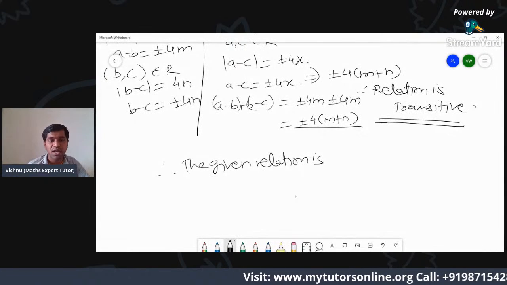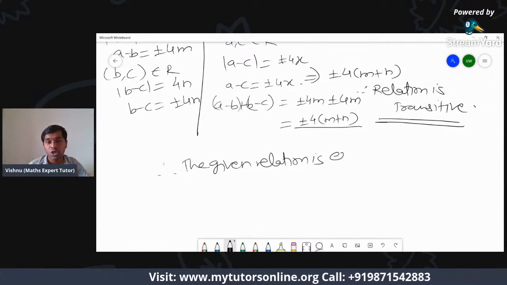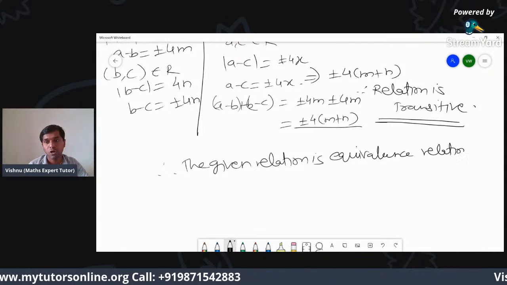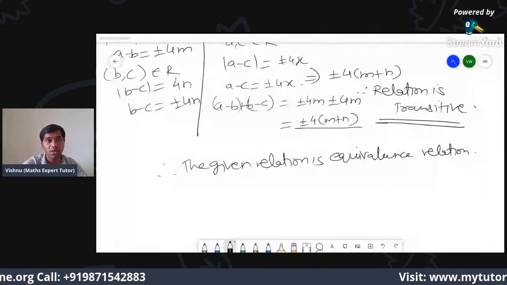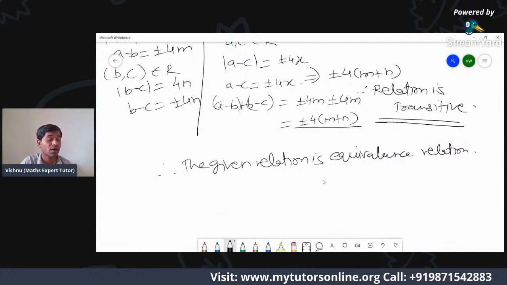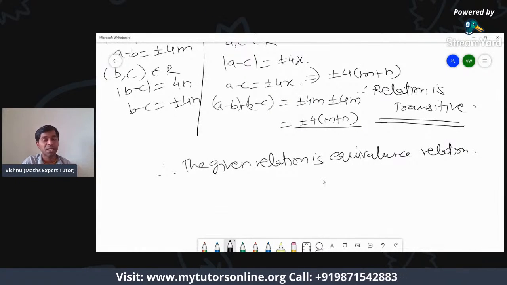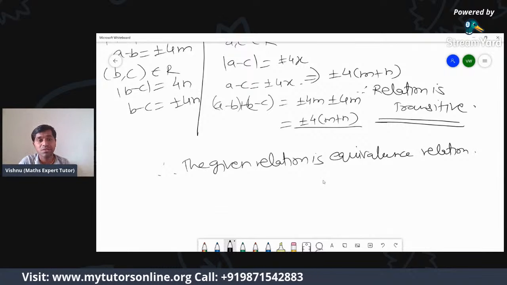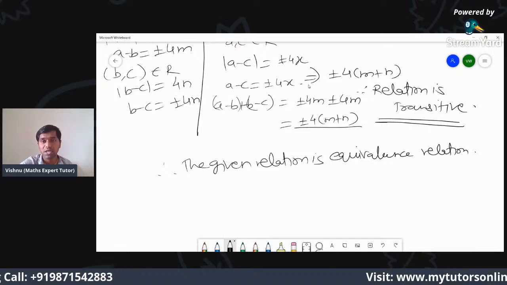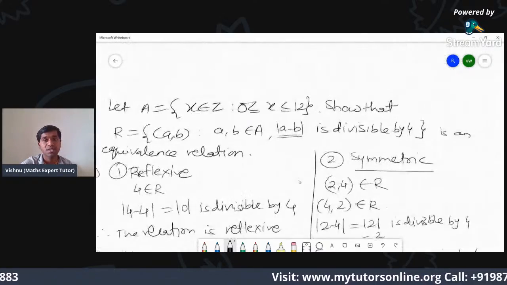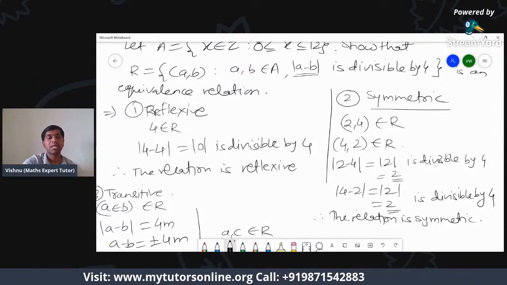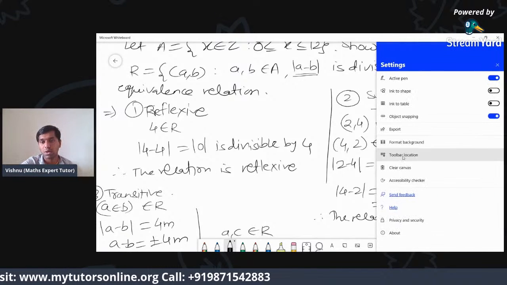The given relation is an equivalence relation. So if the relation is having all three, reflexive, symmetric, and transitive, then the given relation is an equivalence relation. So equivalence is nothing but it has all three: reflexive as well as symmetric as well as transitive.